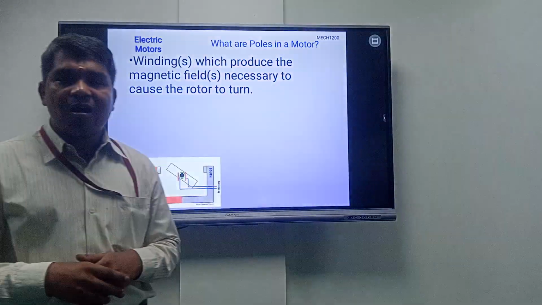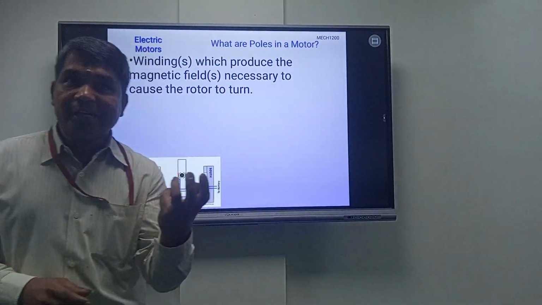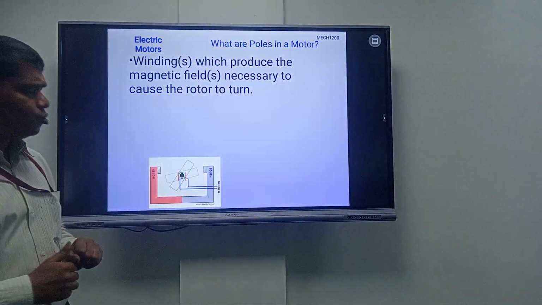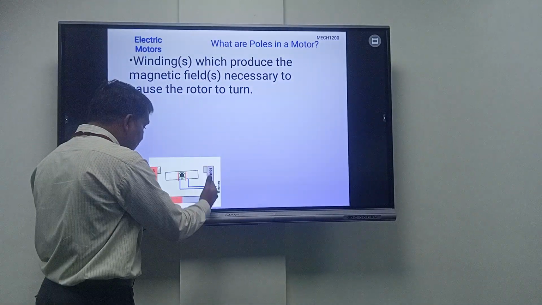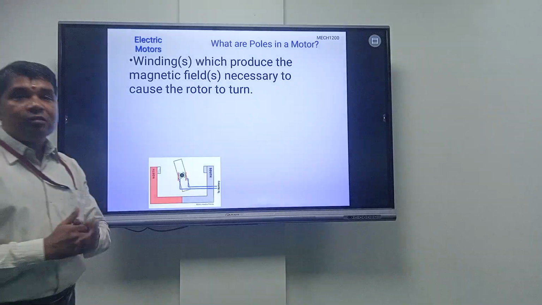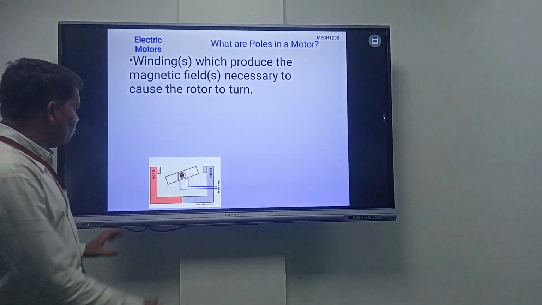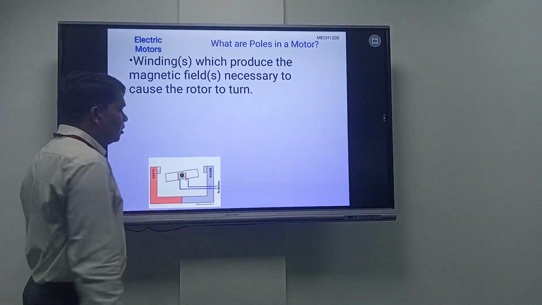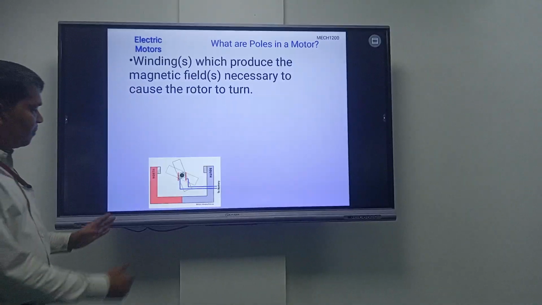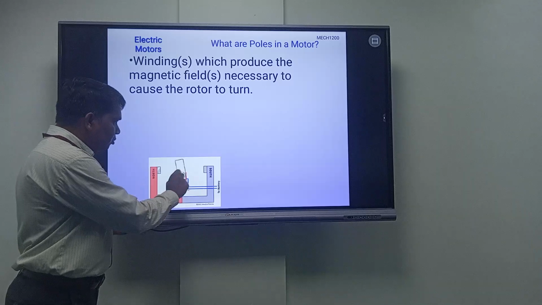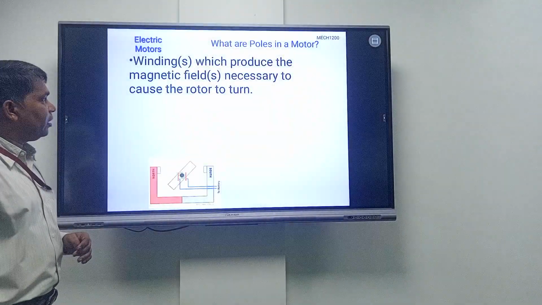What is Faraday's law? According to Faraday's law, when a conductor is placed in a magnetic field, a force acts on it. The magnetic field is created by the field winding, which is placed in the poles. Here are the poles where the field winding has been placed and the magnetic field is created. So the conductor is rotating.